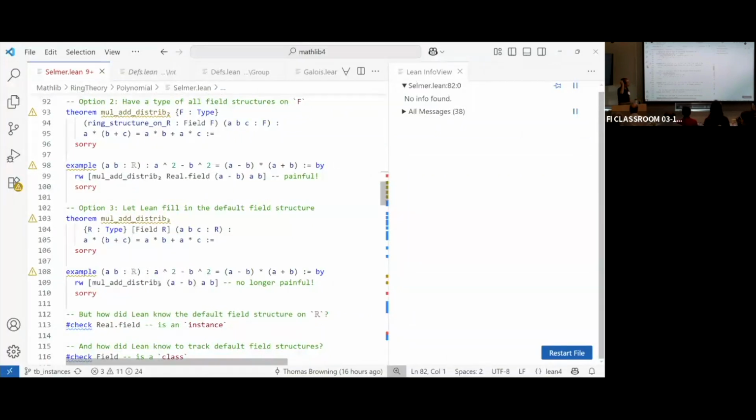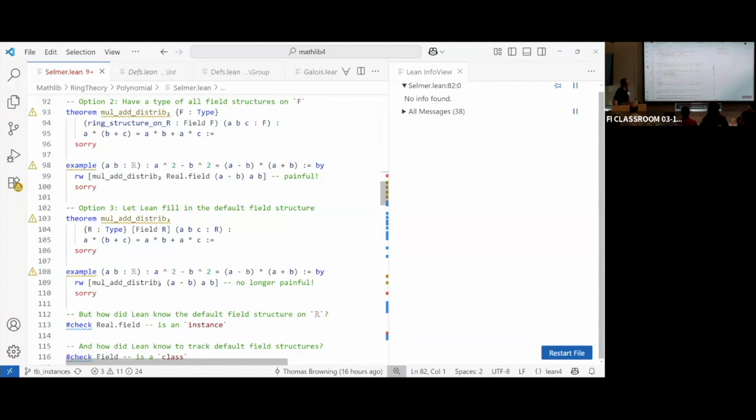Type classes are for situations where there's some sort of structure, but there's a canonical choice for that structure. There's lots of field structures you could put on the real numbers, but there's only one that comes up in practice. So type classes are the way of getting Lean to automatically remember, okay, yes, there's a field structure on the real numbers, but I know which one to use. It's the one that I've always been using.